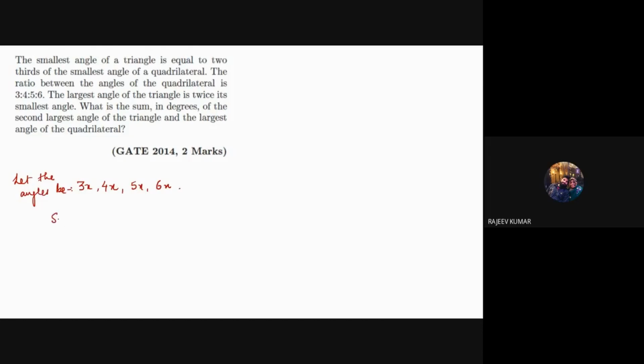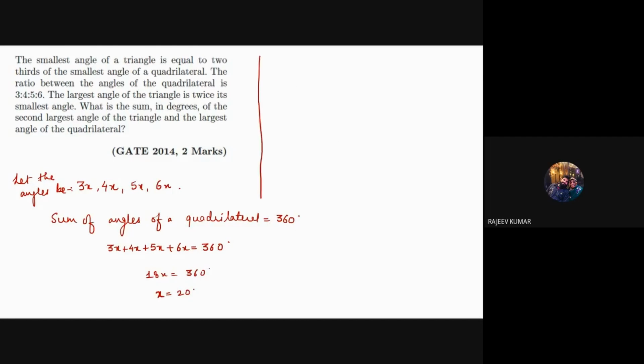Now we know that the sum of angles of a quadrilateral, what is the sum of angles of a quadrilateral? 360. Yes, that's correct. Quadrilateral is something made up of four sides, so four sides होंगे तो angle का sum 360 होता है. So you'll get 3x plus 4x plus 5x plus 6x equals 360 degrees. It will turn out 18x equals 360 degrees, or x equals 20 degrees. Once you get this part, you can easily identify the angles of the quadrilateral.